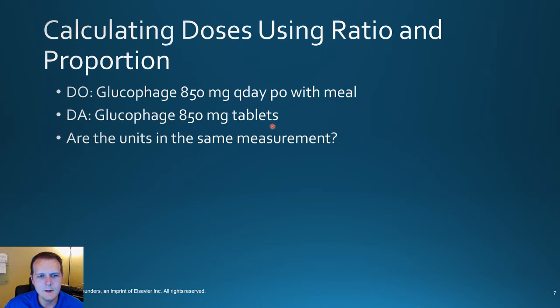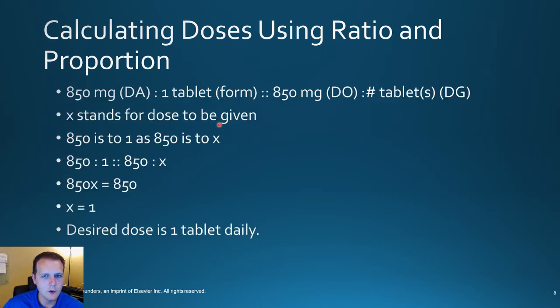Again, this may seem very straightforward off the bat, but it can get more complicated, as we'll see with some of the assignments and the quizzes. The first thing we have to ask ourselves: are the units in the same measurement? Yes, they are. We're dealing with milligrams and milligrams, not trying to compare units to micrograms, etc. So we're good to go. Again, the question we're asking is, what is this DG? What is the actual dose we're giving, or in this case, the number of tablets we're going to be administering?